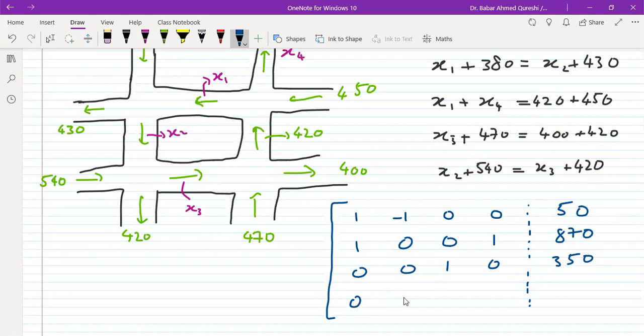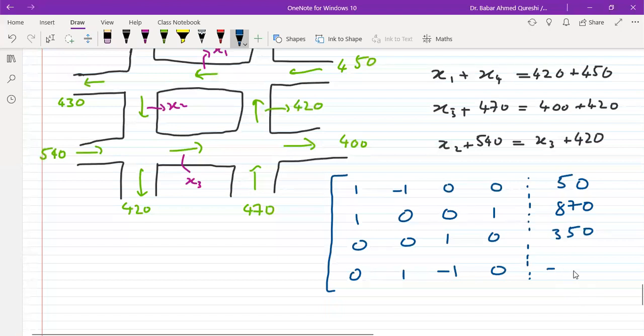Then I get a 0, 1, -1, 0, and -120. No, minus 120.